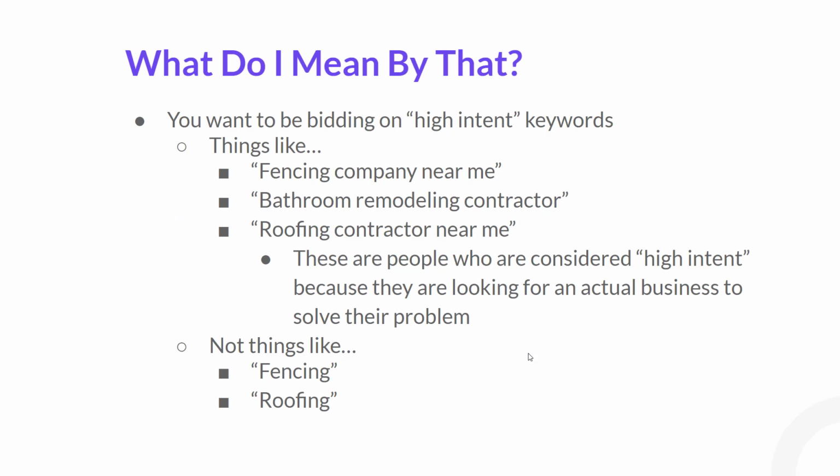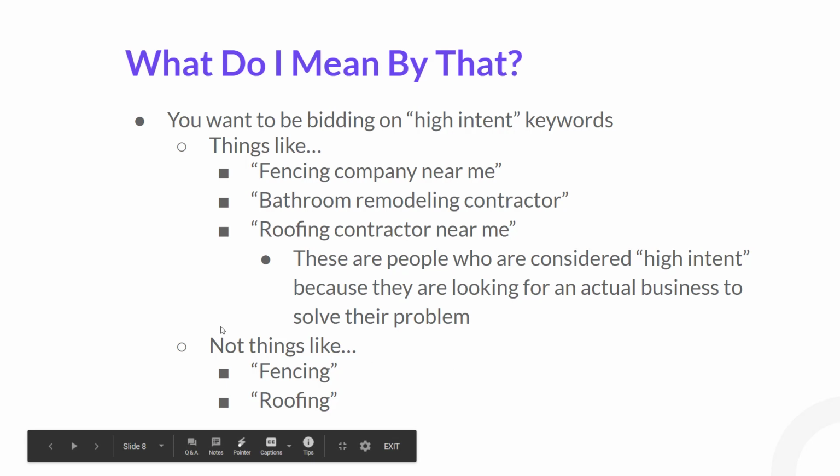When you're bidding on keywords for a local business, for example, you're looking to do lead gen, you want to make sure you're bidding on high intent keywords. And these can be things like, fencing company near me, bathroom remodeling contractor, roofing contractor near me. Because the people putting these types of searches into Google are considered high intent because they're looking for an actual business to solve their problem.